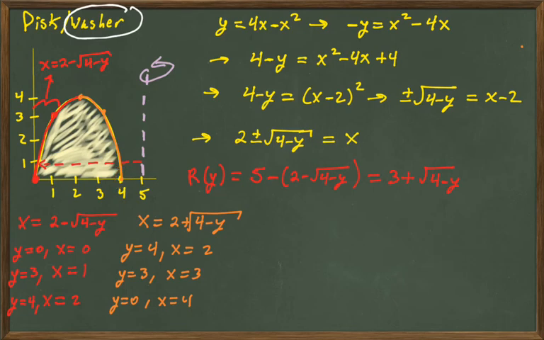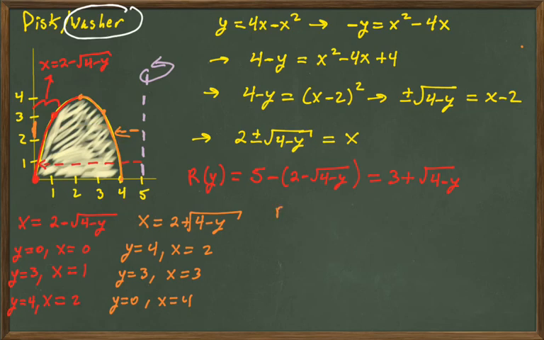And then we can see that x equals 2 plus the square root of 4 minus y describes the right-hand side of the parabola. So x equals 2 plus the square root of 4 minus y is going to describe the distance from the y-axis to the right-hand side of the parabola. What we want to count for the inner radius is just this piece right here. So if we do 5, which is the whole distance here, and then subtract this portion here, then we'll have described the inner radius.